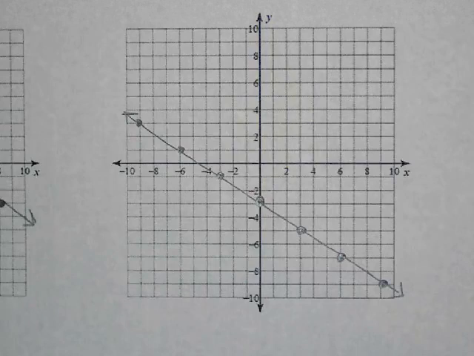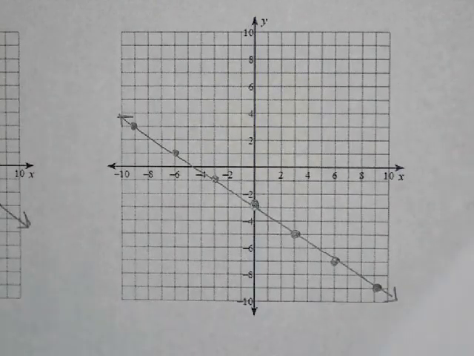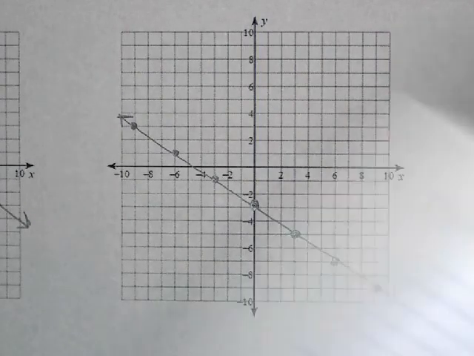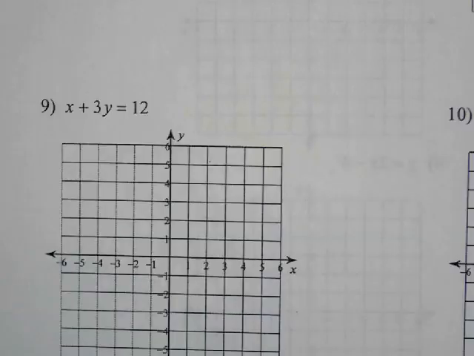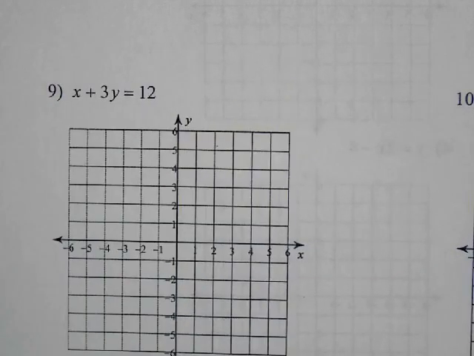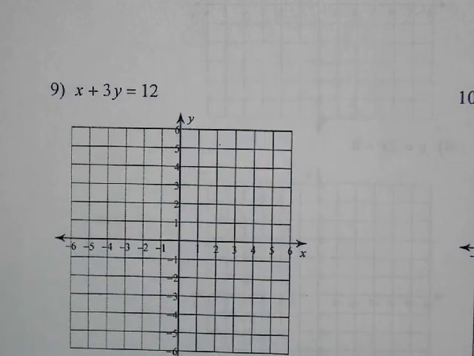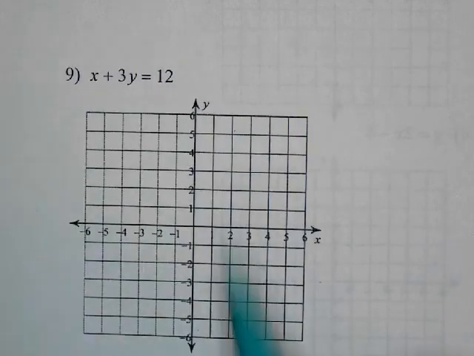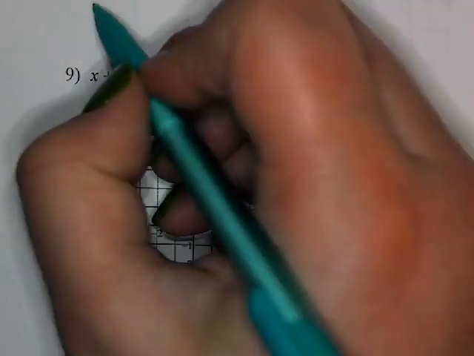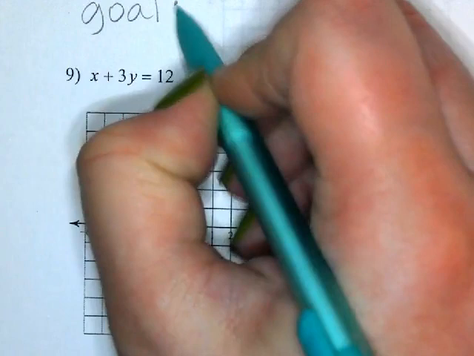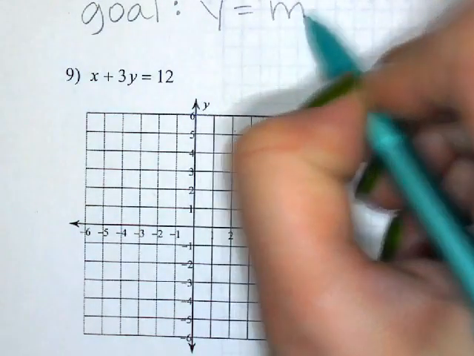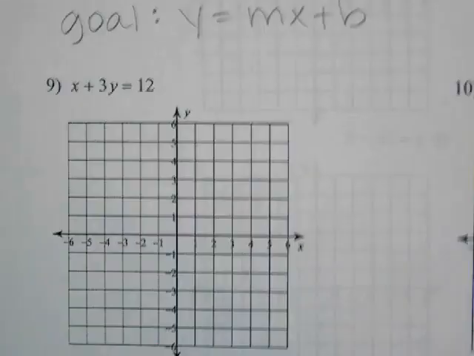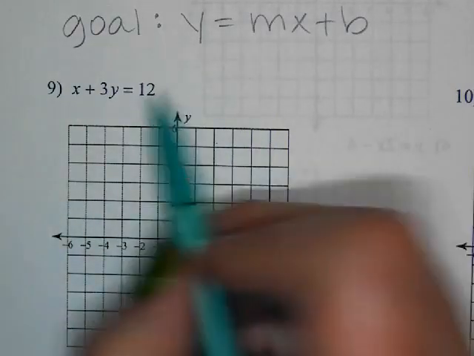Okay, so let's grab our assignments and let's start getting some of these ready to graph. So look at number 9. What should we do first on number 9? Subtract the x. So I'm going to write my goal at the top. You do not have to write the goal. Nope. Sometimes it's just nice to see it.